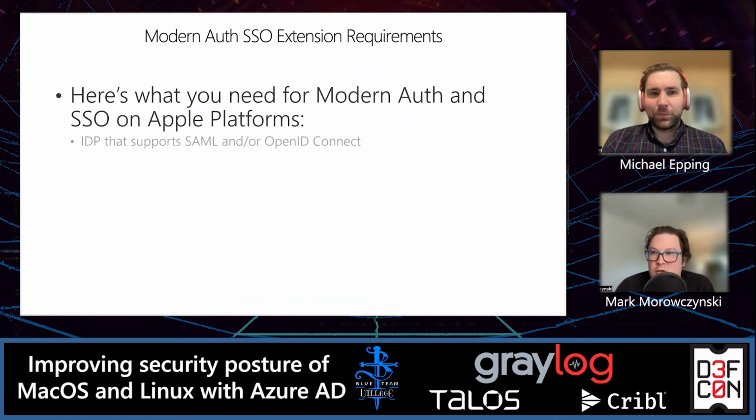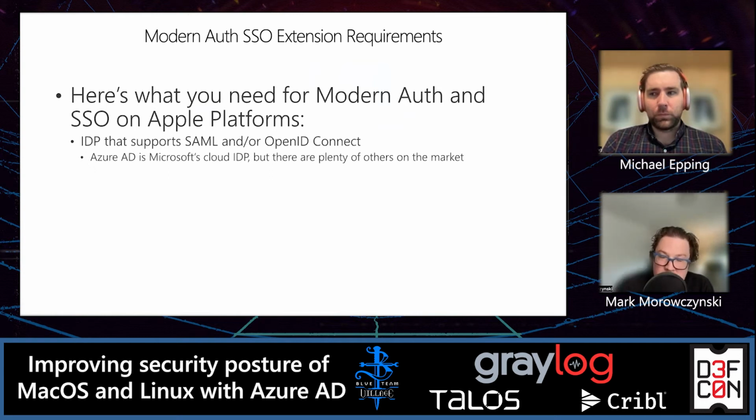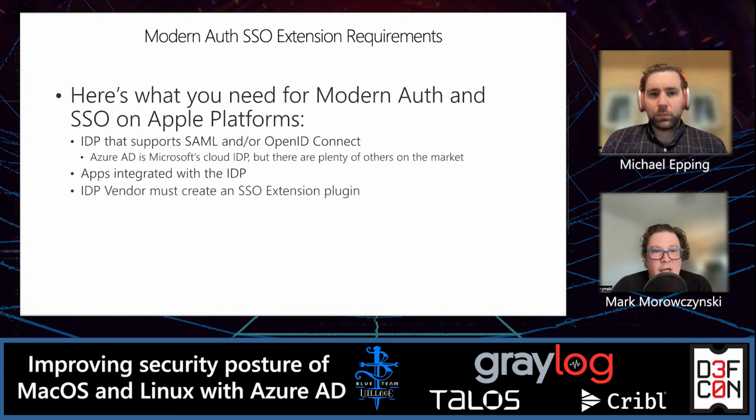So the first thing we're going to need is an IDP that supports SAML or OpenID Connect. Azure AD is Microsoft's cloud IDP. We support both of those, but there's lots of other vendors and they should support those protocols too. We're going to need to have our apps integrated with that IDP. And we're also going to need to have the IDP vendor create that SSO extension plugin. So that's us. We've actually done that, and we'll walk through how that works here in a second.